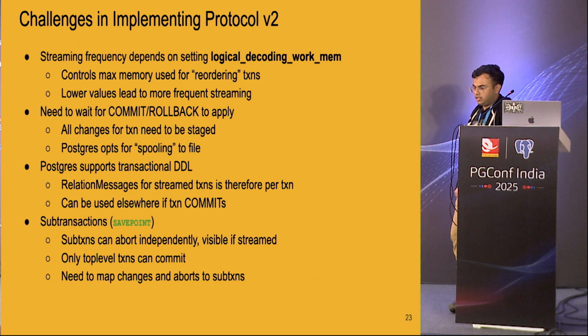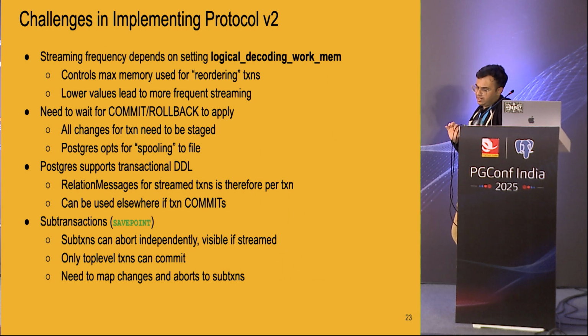The third nuance is that Postgres supports transactional DDL. I can do a create table or alter table in a transaction, and if the transaction rolls back, the table is not there anymore. Because of this nuance, the relation message I see in a transaction that's being streamed is only applicable to that transaction. If I do an alter table add column in a transaction, the transaction is the only entity that knows this column exists. The other transactions don't know this column exists yet. So I need to store this relation message on a per transaction basis for protocol version 2.